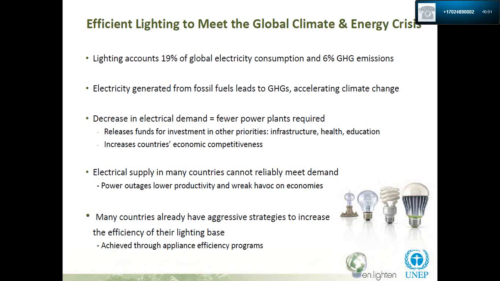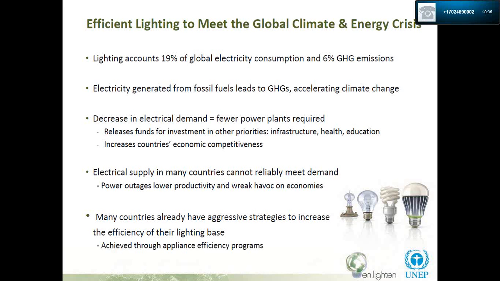Now, there is a fantastic opportunity to decrease electricity demand and therefore need fewer power plants to generate the same electricity, with better and more efficient lighting products. The impact that could have on countries' competitiveness, by reducing energy imports and releasing funds dedicated to producing electricity for other national priorities such as infrastructure, health, and education, is really, really important.